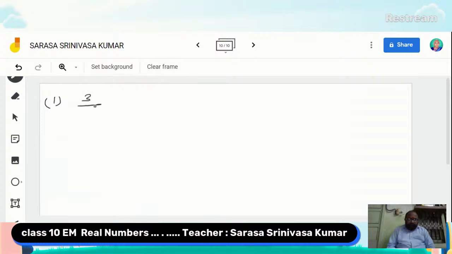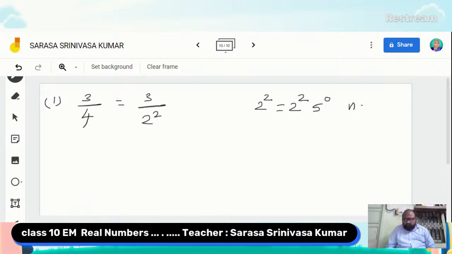The first problem: 3 by 4. This is equal to 3 by 2 square. So the denominator is of the form 2 square multiplied by 5 power 0. Here n equal to 2, m equal to 0, because we compare this with 2 power n 5 power m.